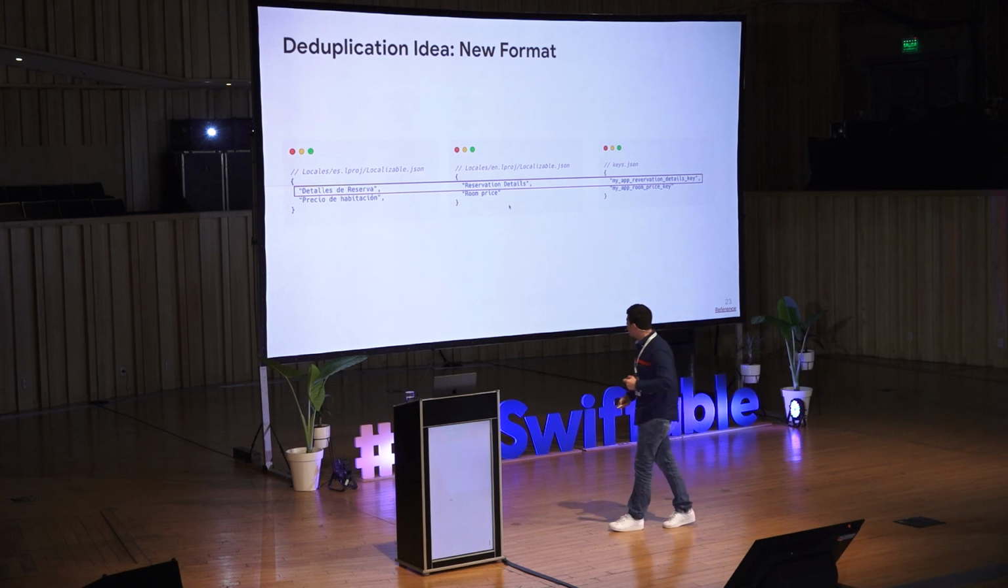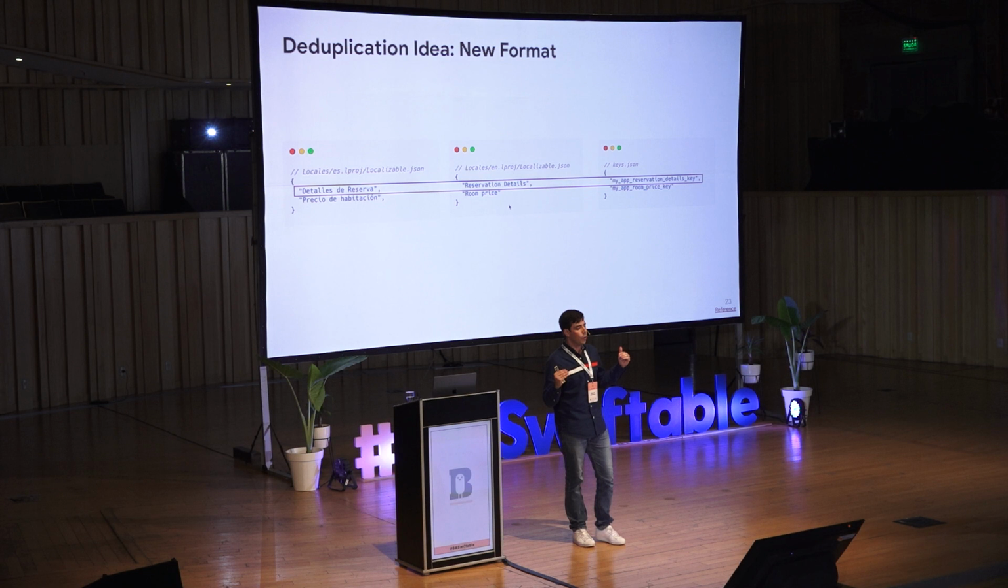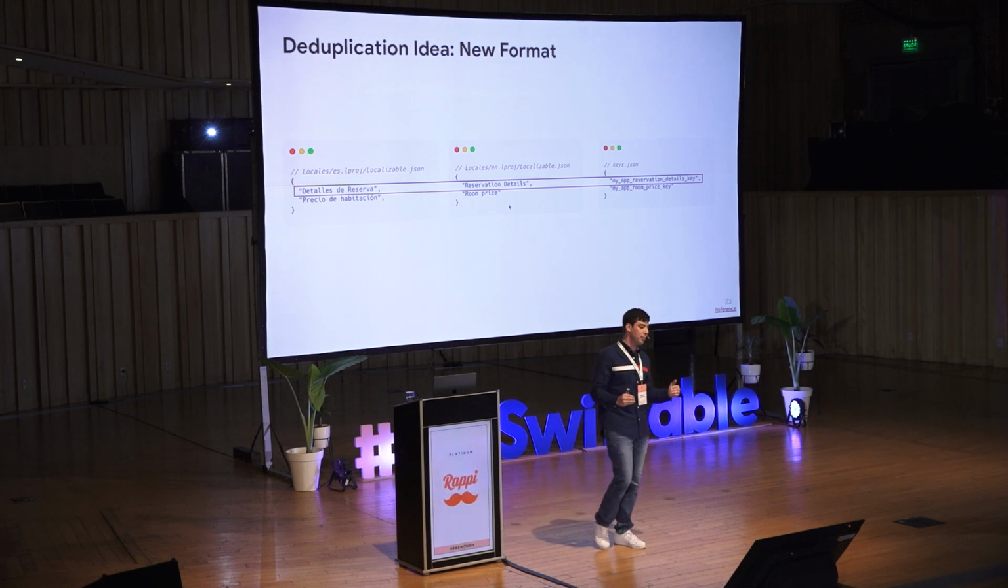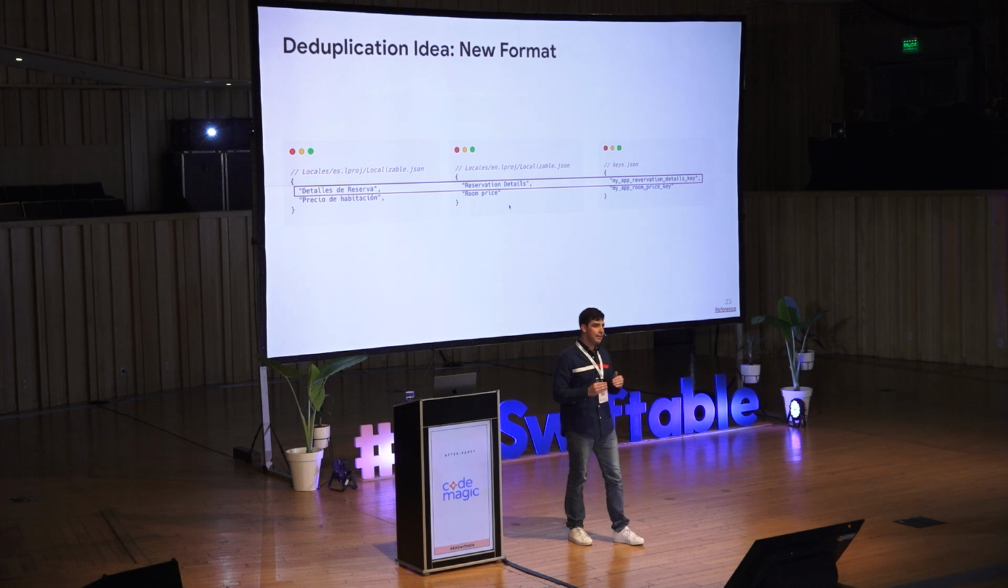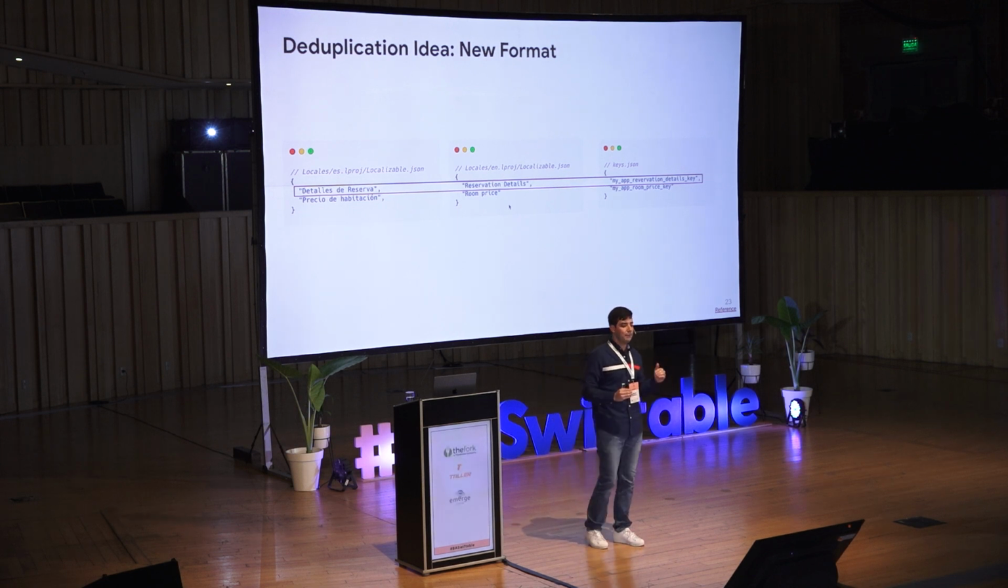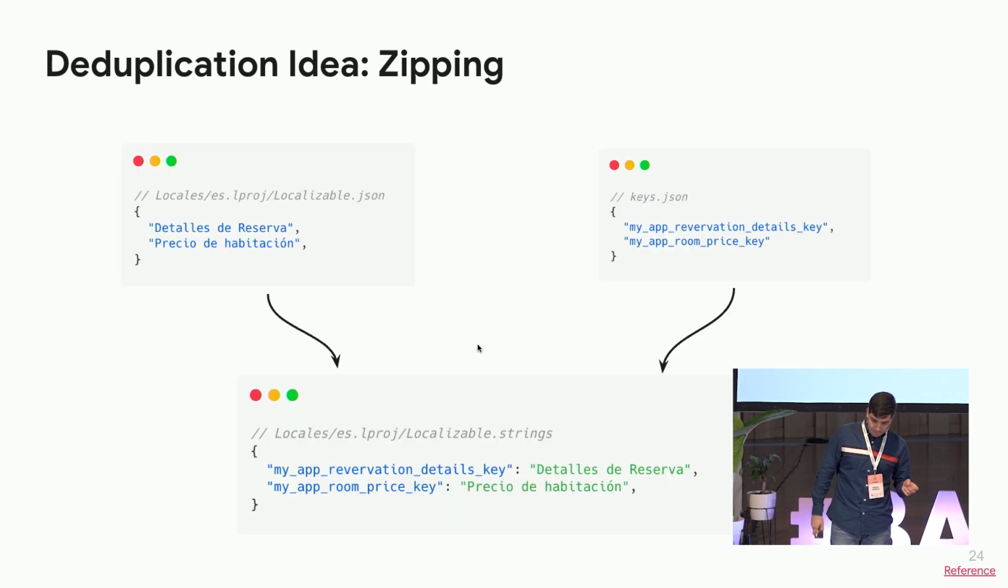And if we pay a lot of attention and we take a look at the first item, they have to be aligned. So the order on this format is super critical and important because we can consider the first element of this array is going to represent the reservation detail translation in every single language. So the order must be the same in every single file.